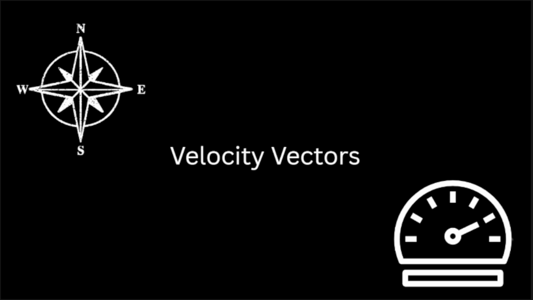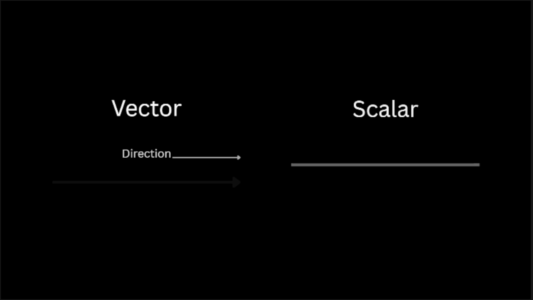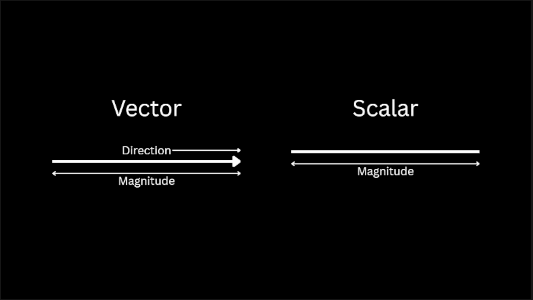But before we dive deeper, let's first understand what a vector is. A vector is a quantity that has both magnitude and direction. It is an addition to a scalar, which only has magnitude, which tells us how far or how strong something is.